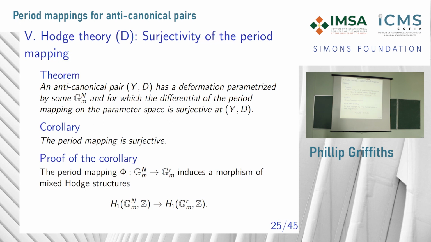Well, why is that? The period map is a map from a bunch of copies of C star to a bunch of copies of C star. Okay. These are affine algebraic varieties. The map is a morphism of affine varieties. They're also algebraic group schemes. It's a morphism of algebraic varieties between group schemes. It's a general fact that any such morphism is a morphism of group schemes followed by translation.